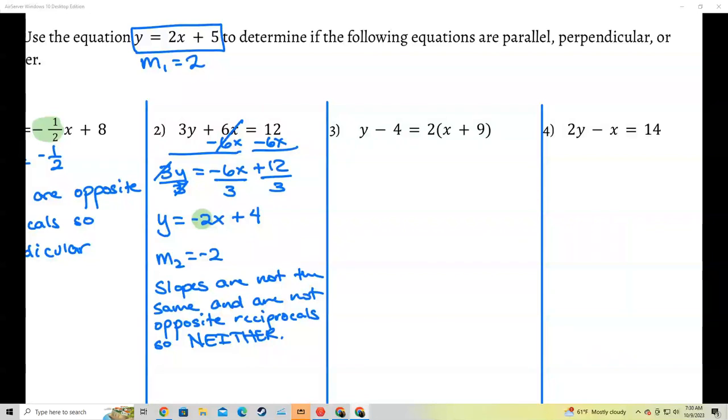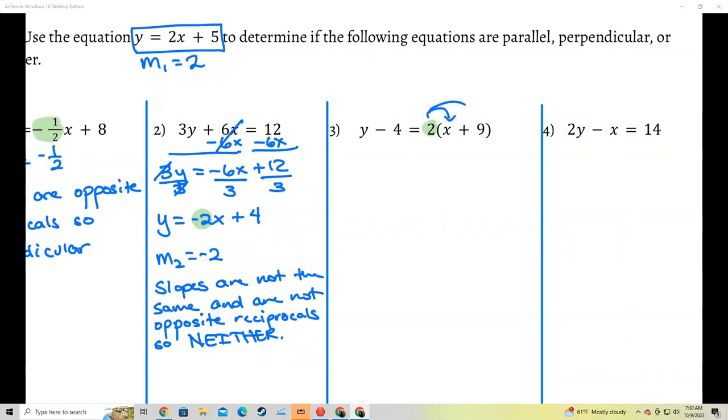All right, let's try this one. I got y minus 4 equals 2x plus 9. Now, hopefully you can recognize right away that the slope is going to be 2. But some of us are not so good, especially me. I'm not really good at recognizing that that's point slope. I would actually put it in y equals mx plus b. So we're going to go ahead and do that just in case you didn't see it.